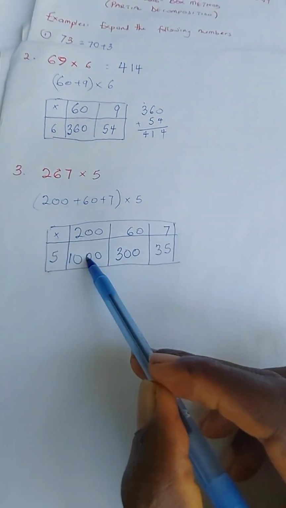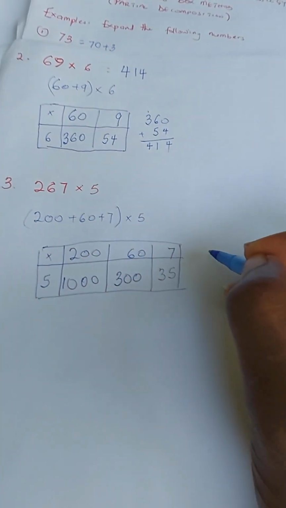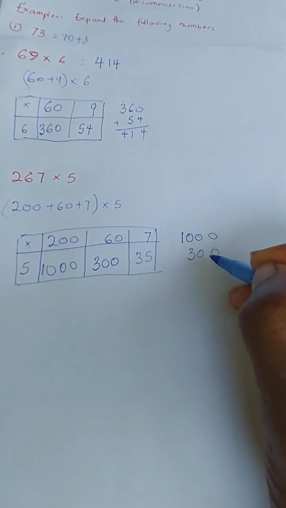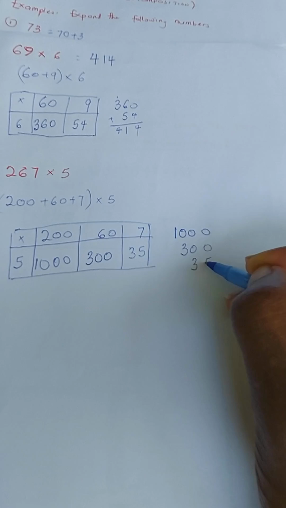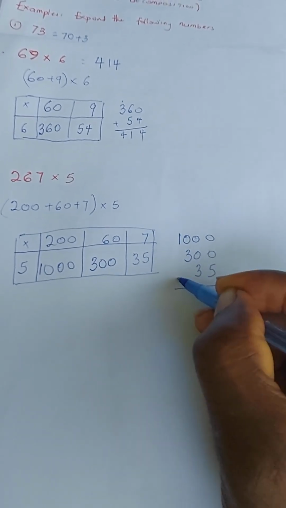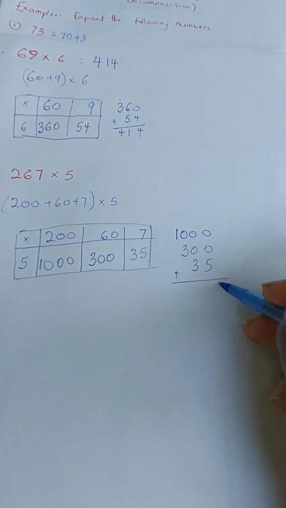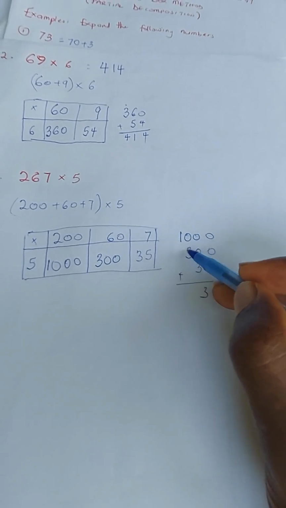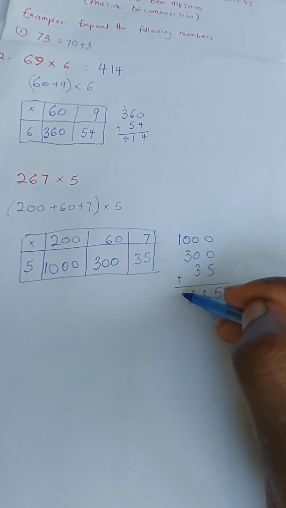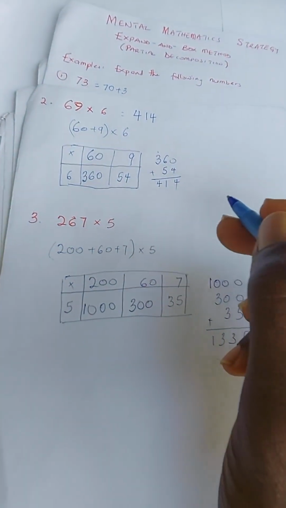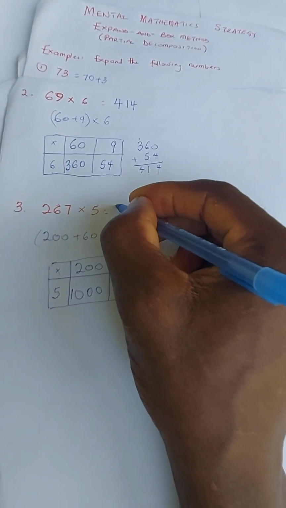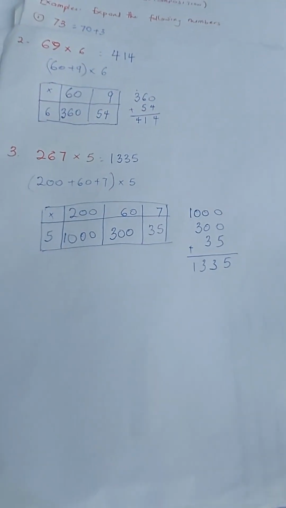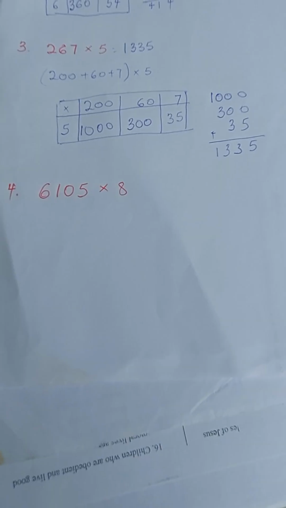So you're going to sum these three numbers up. So you get 1000 plus 300 plus 35. So 0 plus 0 plus 5 gives 5. 0 plus 0 plus 3 gives 3. 0 plus 3 also gives 3. And 1. So our answer is equal to 1335. Let's take our fourth example.